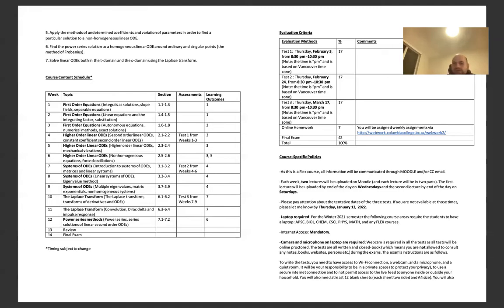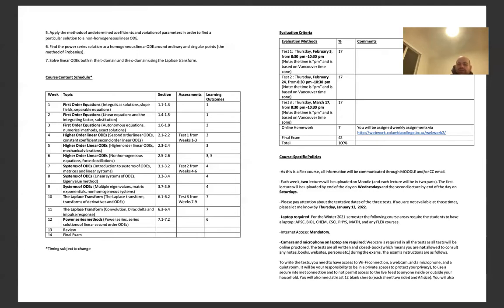So each of these 3 tests is worth 17% of the final 100%. So that will be 51%. 7% will be online homework, which I will explain shortly. That'll be 58%, and 42% final exam. That adds up to 100%.